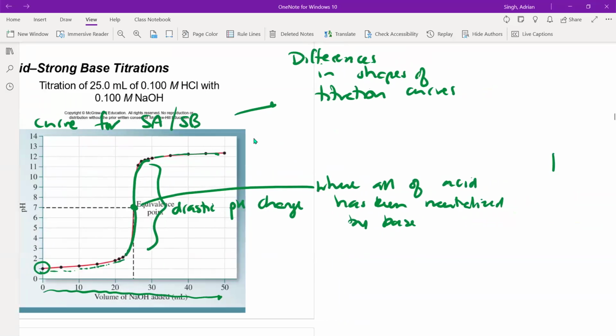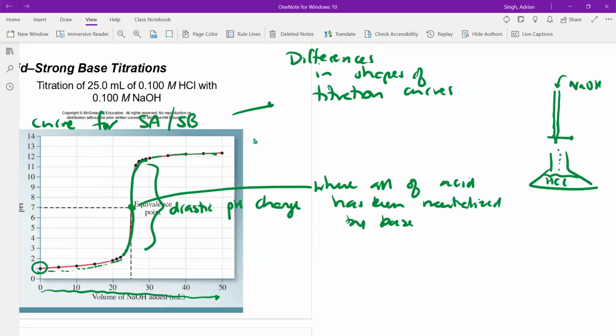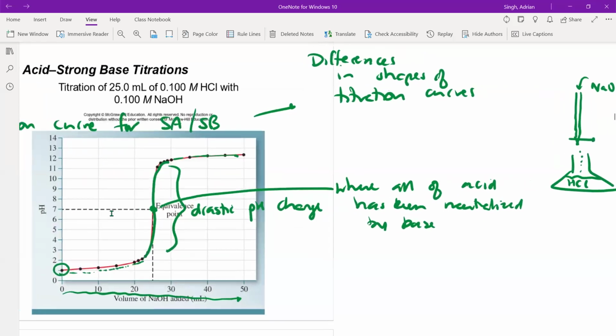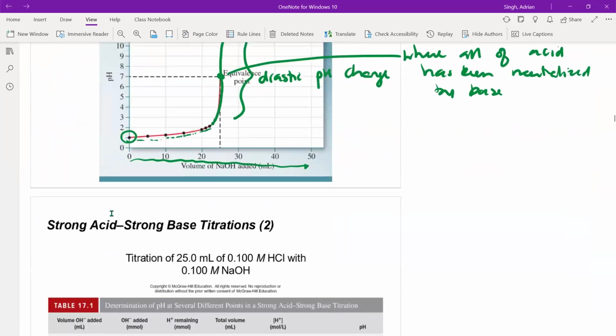So just as a quick reminder, we have our flask. Let's say our HCl is in here. And then from our burette, like so, that's where the NaOH is. And as we add sodium hydroxide to this, that is essentially what we're doing. And we're charting the change in pH. We have a pH meter in there, for instance. We can see how that changes as a function of the volume of base, sodium hydroxide, that we're adding.